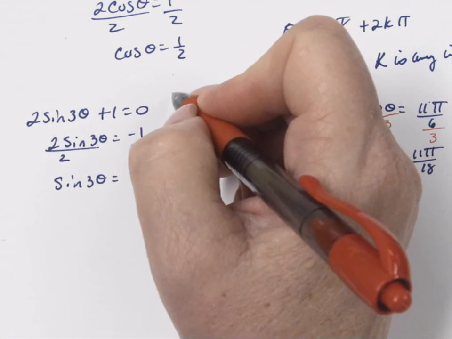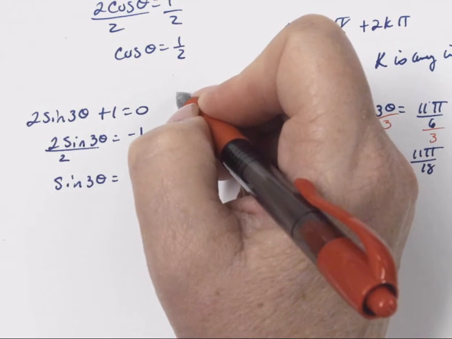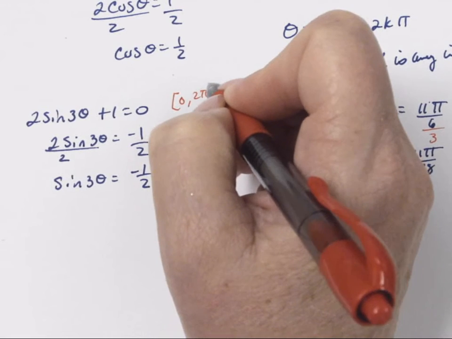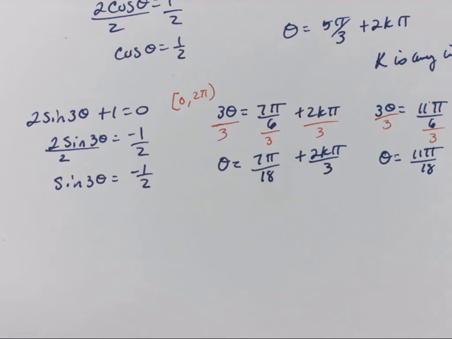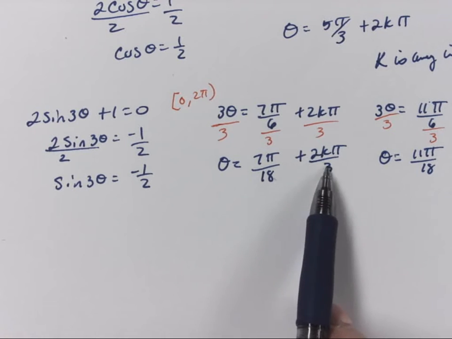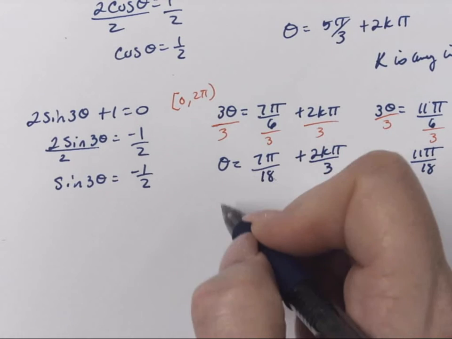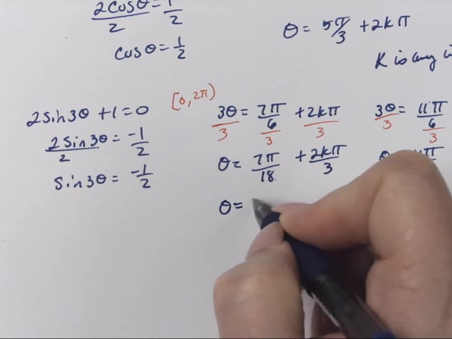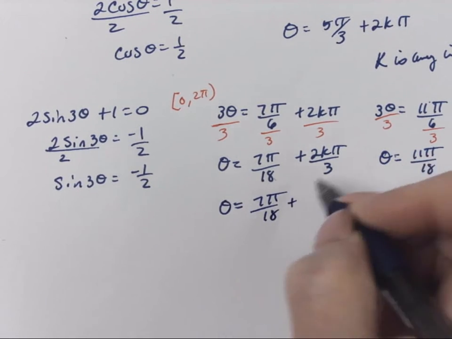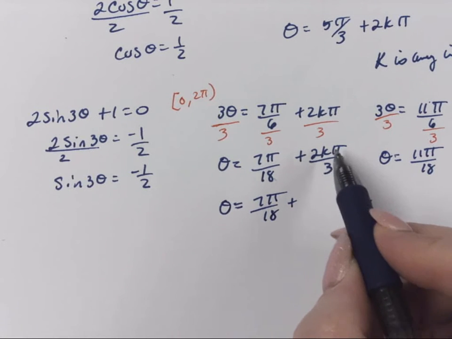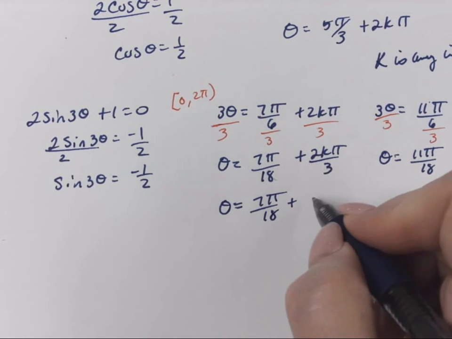Now, in our problem for this one, we're actually given that we are looking for the solutions from 0 to 2 pi. So if we're looking in a particular interval, such as this, we have to find all the solutions that are in there. So when I'm looking at this, I'm going to have to plug in for k to find all the solutions. So I want a common denominator here. So I'm going to use my 7 pi over 18. I'm going to multiply this by 6 over 6 to get a common denominator of 18.